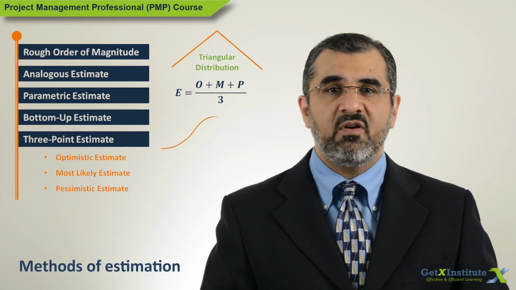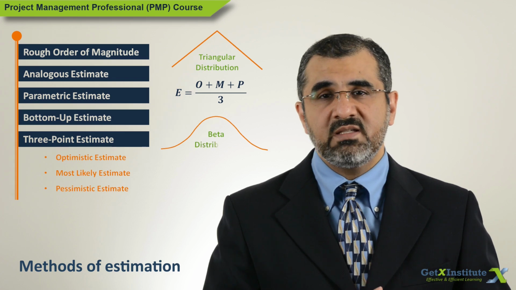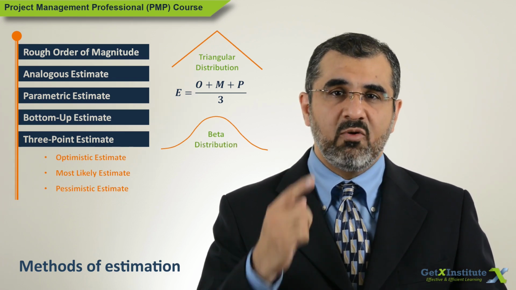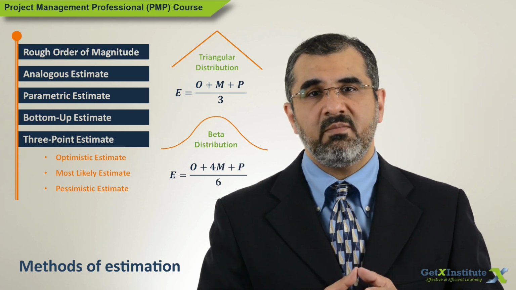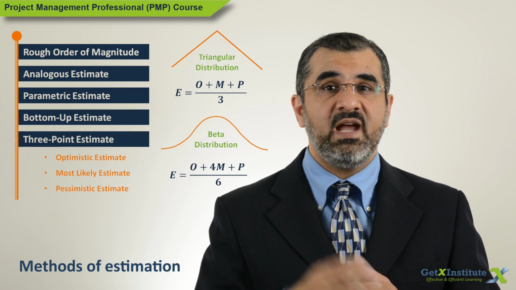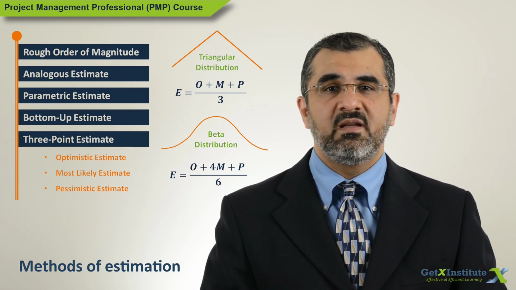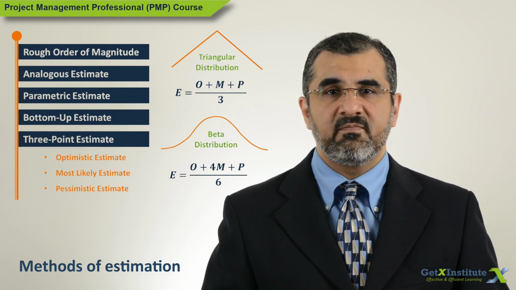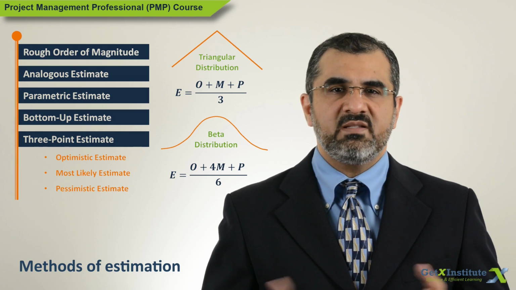The formula for beta distribution is optimistic plus 4 times most likely plus pessimistic, and divide the sum by 6. In this case, 6 estimates were added: an optimistic, a pessimistic, and 4 most likely estimates. So it is a weighted average. When to use which one depends on the data that is being considered.